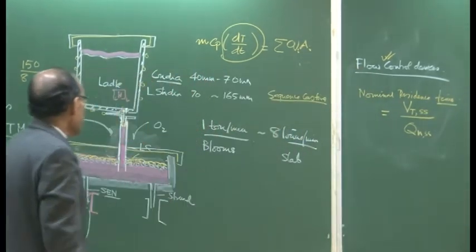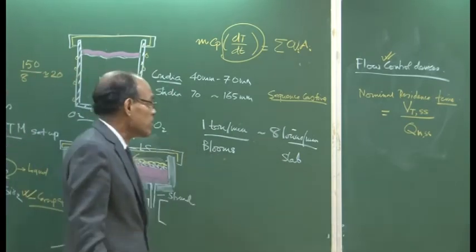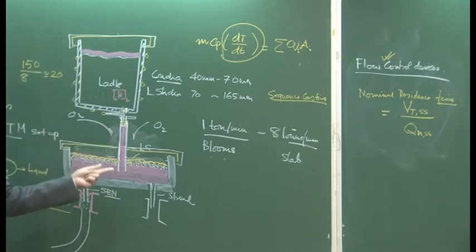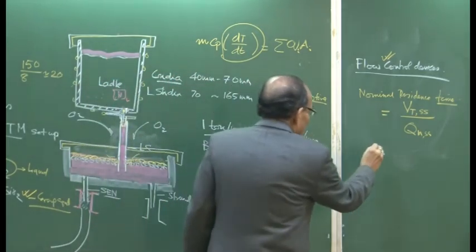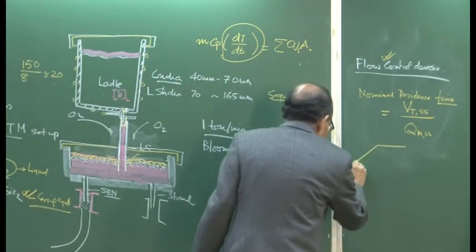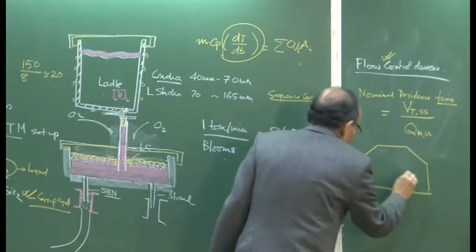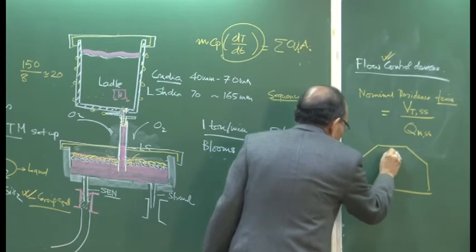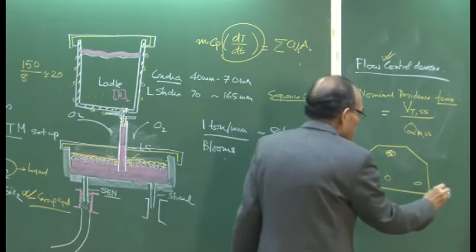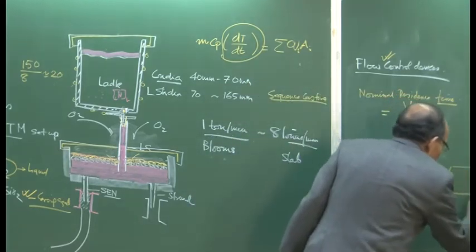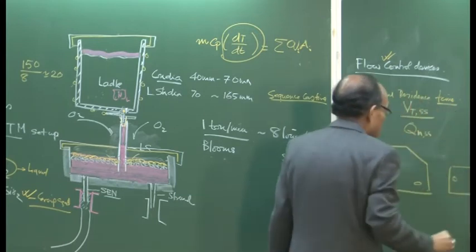This nominal residence time will vary depending on whether you have a bloom casting tundish or a slab casting tundish. Also, the tundishes have different designs. It is not one single design. I will draw the top section of the tundish. One section of the tundish really looks something like this. This is one type of tundish. This is the ladle, and this could be a 3-strand tundish. On the other hand, we can have a box type tundish, the top view, where this is the inlet and these are the 2 strands.